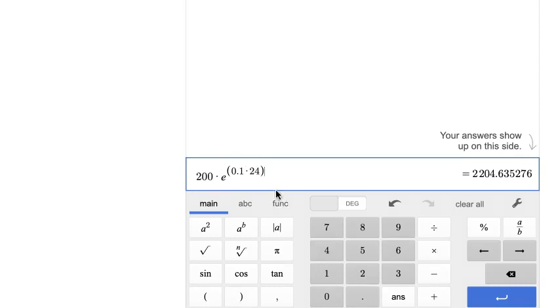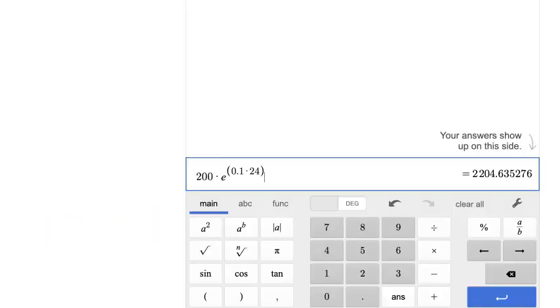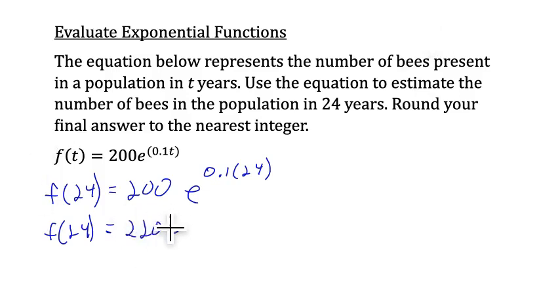All right, so on the scientific calculator, I ended up needing to put the exponent into parentheses so that it knew to do all that in the exponent part. So I have 200 times e raised to the power of 0.1 times 24, and we get 2,205 rounded to the nearest integer. All right, so we just figured out that in 24 years, we estimate there will be 2,205 bees.